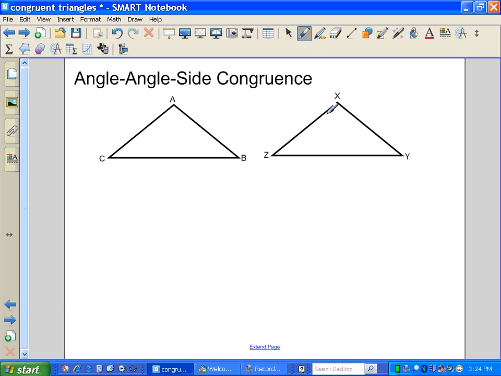All right, now we have angle, angle, side. So no longer is the side in between the two angles, but we say that we have two angles and an adjacent side are congruent.